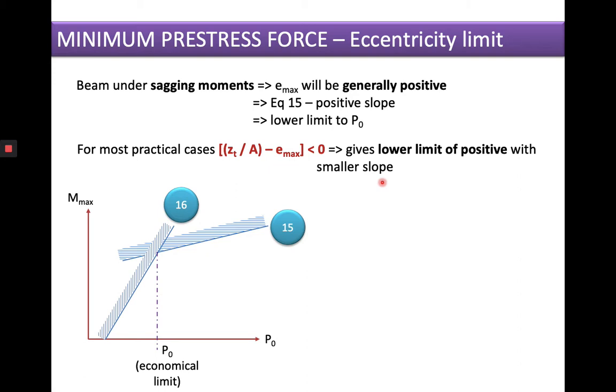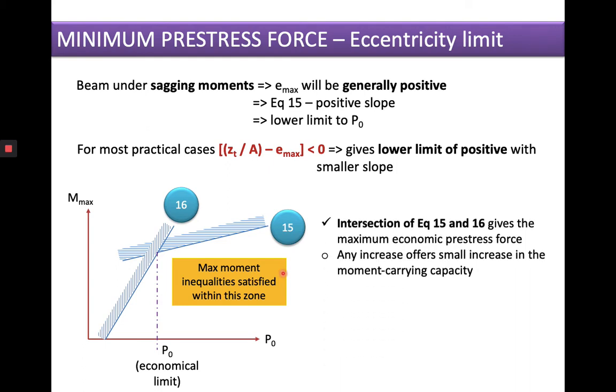So if we are solving these two equations simultaneously, we can see that we end up with an intersection point between these two lines. These lines give us the maximum moment inequalities, which are satisfied within this zone. This is the intersection of equation 15 and 16, which gives the maximum economic pre-stress force. It means that any increase only offers a small increase in the moment carrying capacity. So we can see here this is the point.